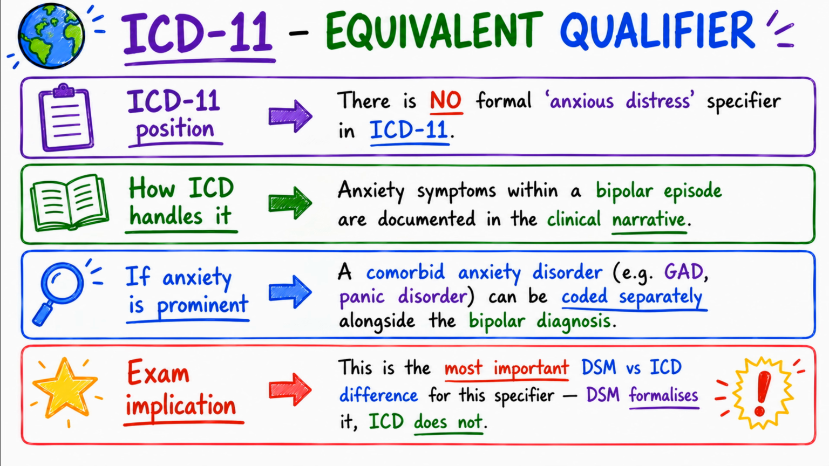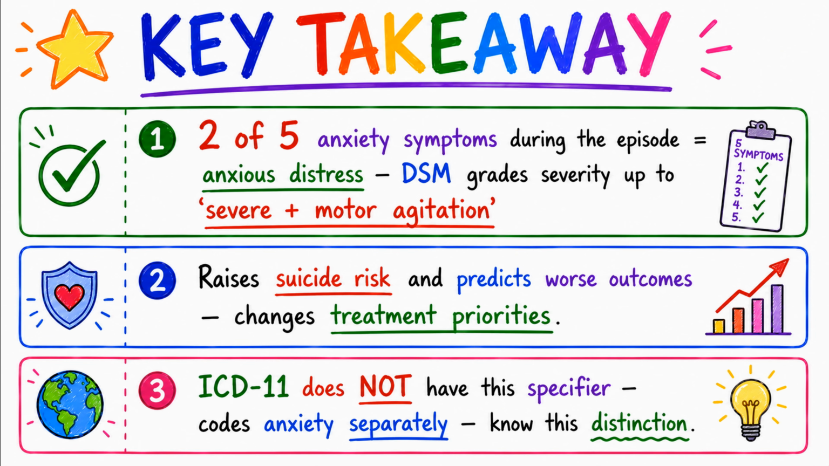Neither approach is wrong. They reflect different philosophical frameworks for how to classify overlap between conditions. But for exams, you need to know which system has the formal specifier and which doesn't. DSM does, ICD doesn't. The exam hook here is the DSM-ICD difference. DSM has a formal 5-criterion specifier with severity grading. ICD-11 doesn't have it at all. It codes anxiety separately. That contrast is exam gold. And clinically, severe anxious distress with motor agitation is a red flag. It changes management and raises the suicide risk significantly.